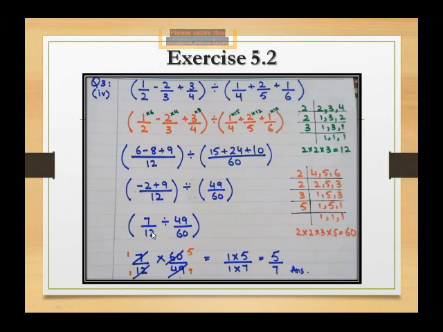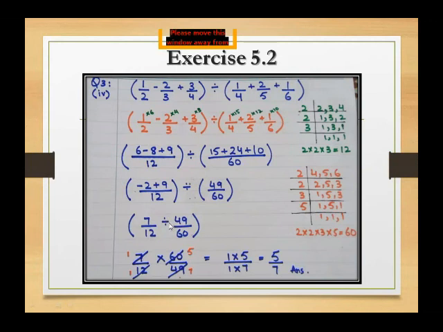This is 7 upon 12 divided by 49 upon 60. Only one term is remaining over here, so we will remove the brackets and then there is only a single operation, that is divide. How to solve the divide?